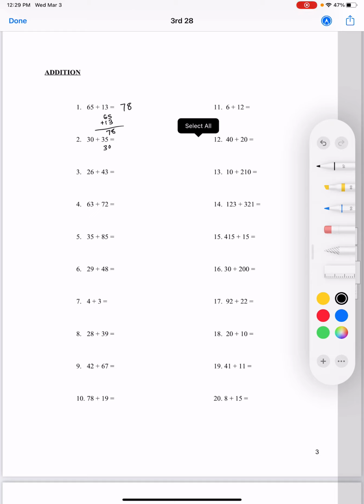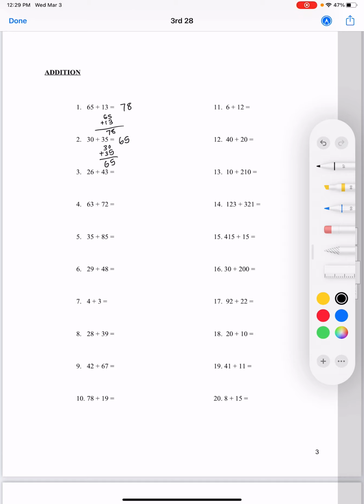Similarly, 30 plus 35, it doesn't really matter which number goes on top in addition, because you're going to add the 2 numbers together anyway. So 0 plus 5 is 5. 3 plus 3 is 6. The answer is 65.